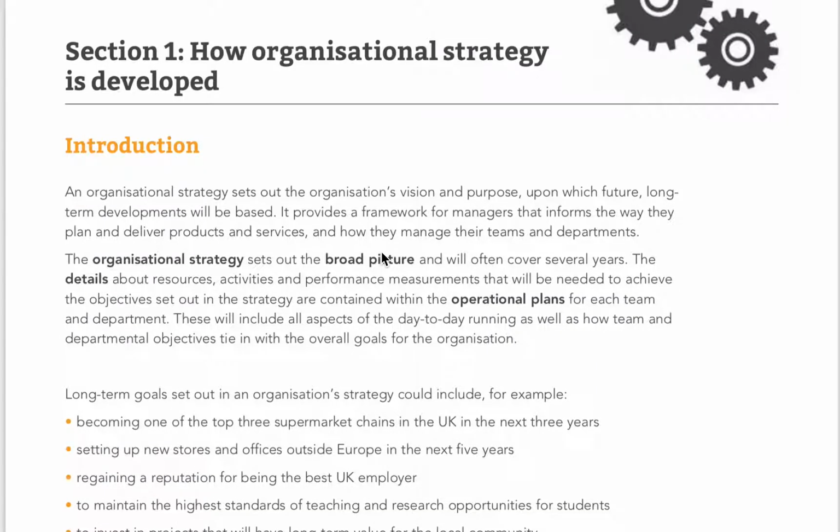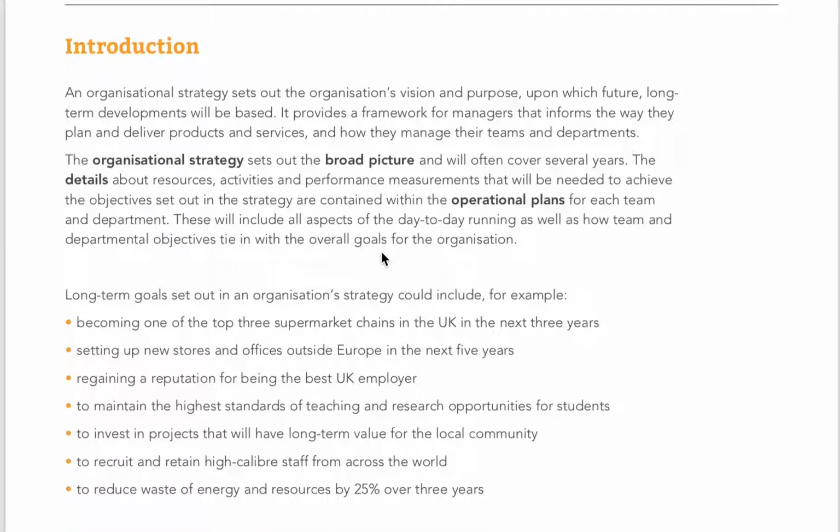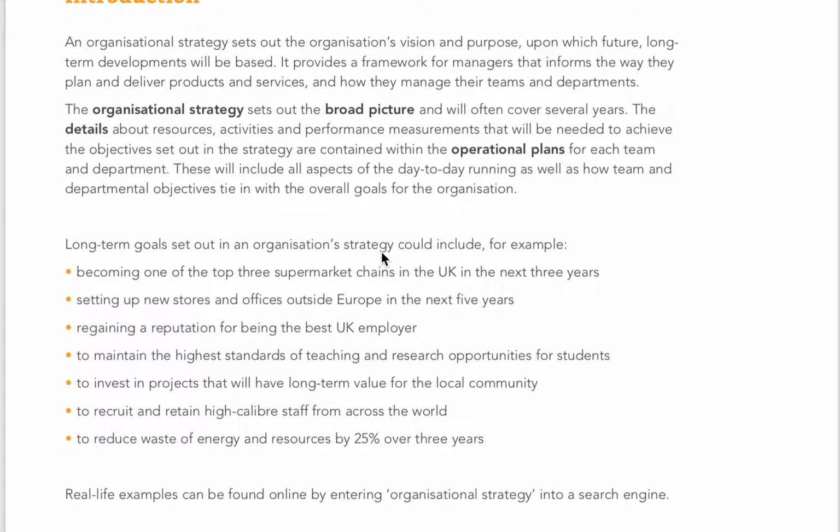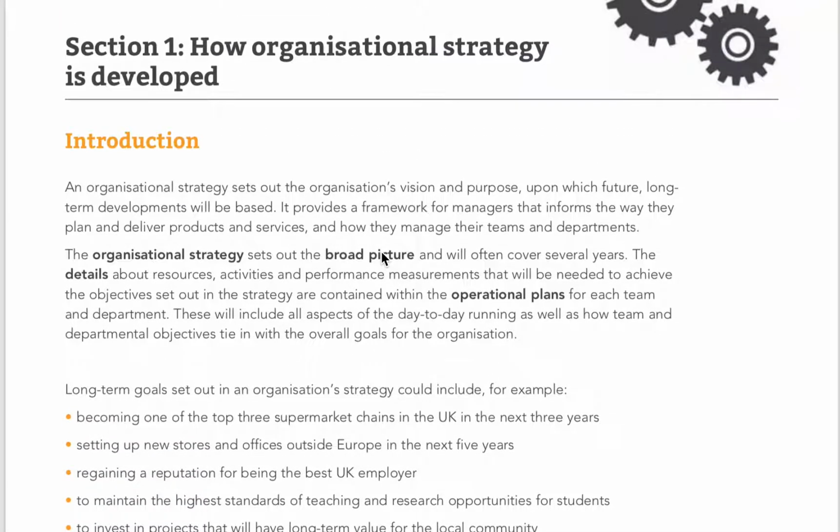Now, in section 1 of your level 3 in operational management, we're going to be looking at the organization strategy, because you have to understand that there are two things involved in this unit. Before you even get to the operational side, you need to understand the strategic side. And this is what I'm going to be getting you to put into your operational plan. So, yeah, we are doing an operational plan, but we are going to be including strategic planning.